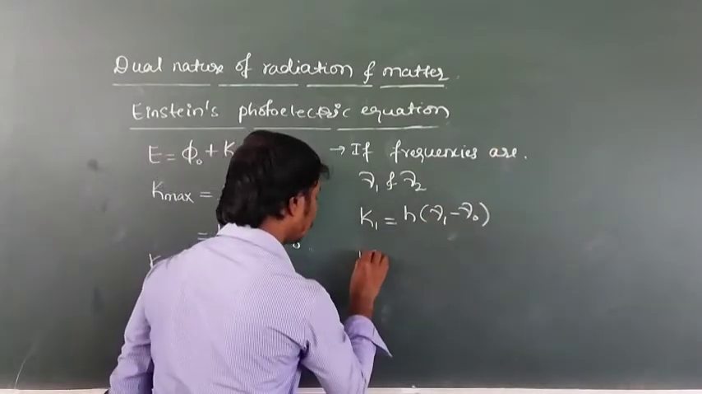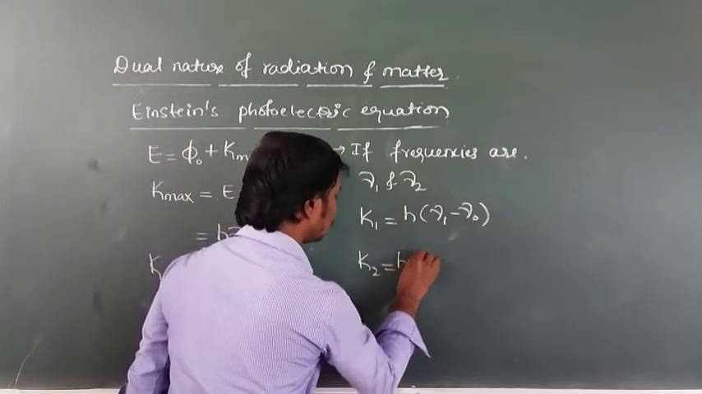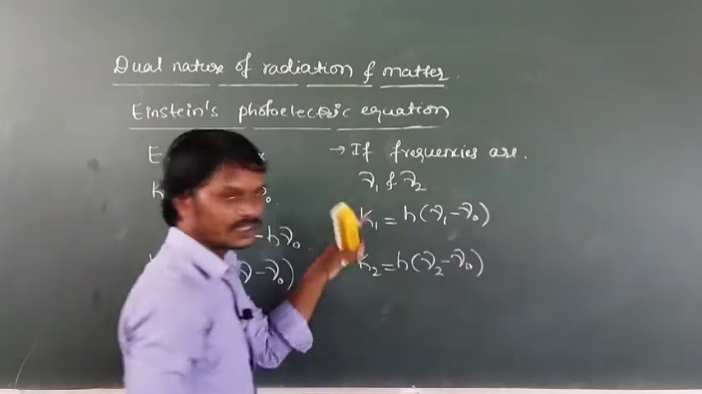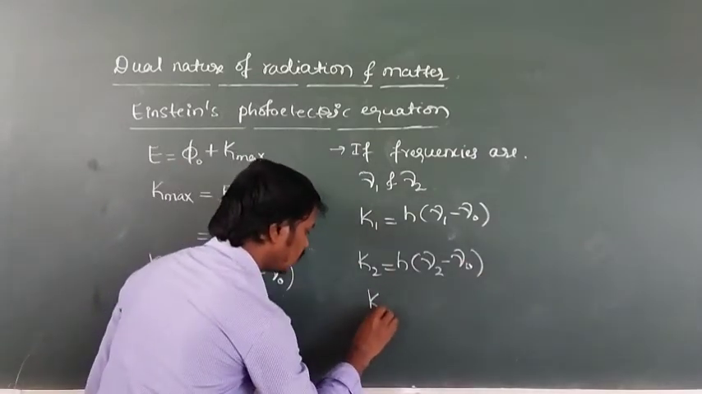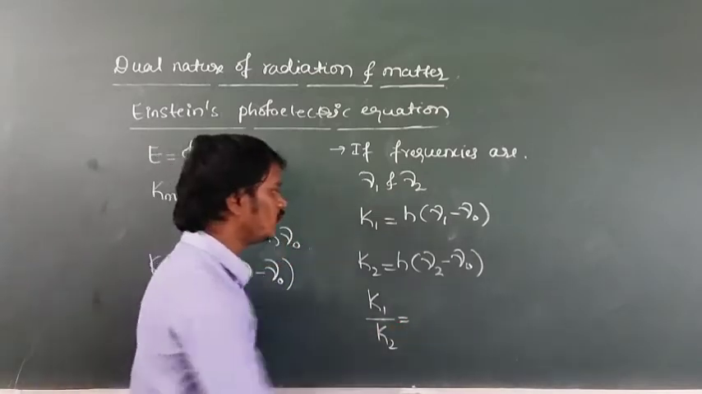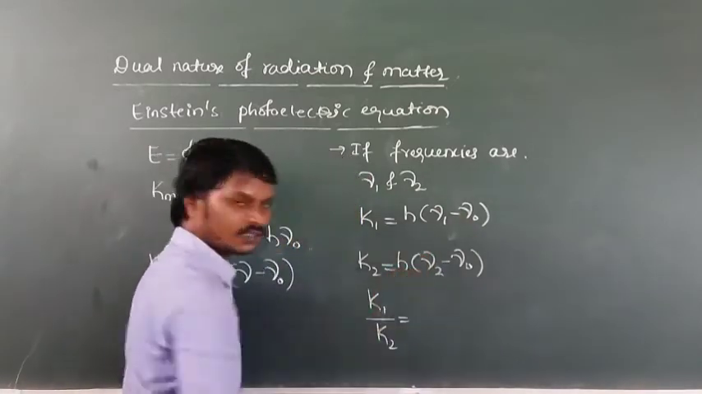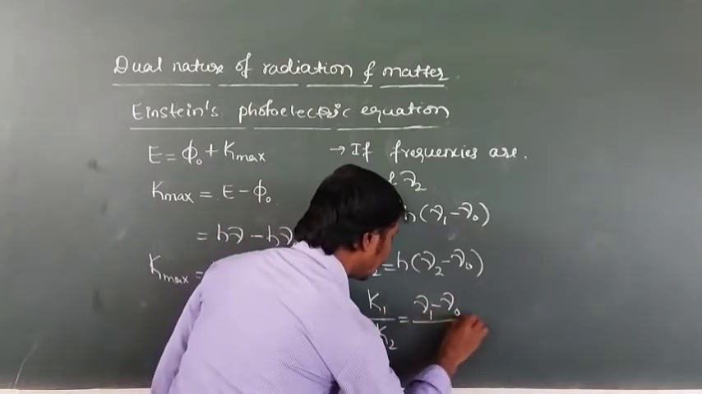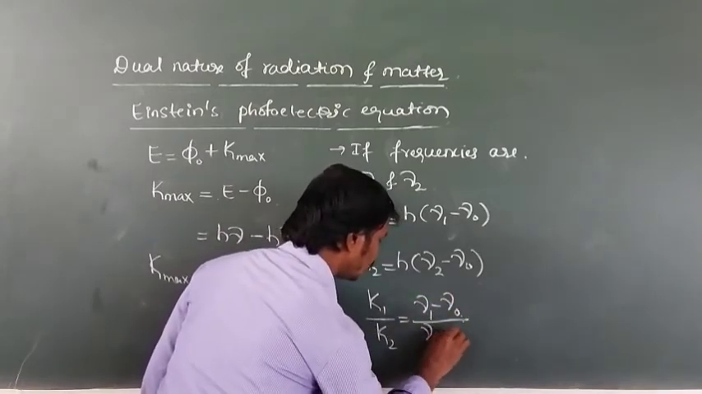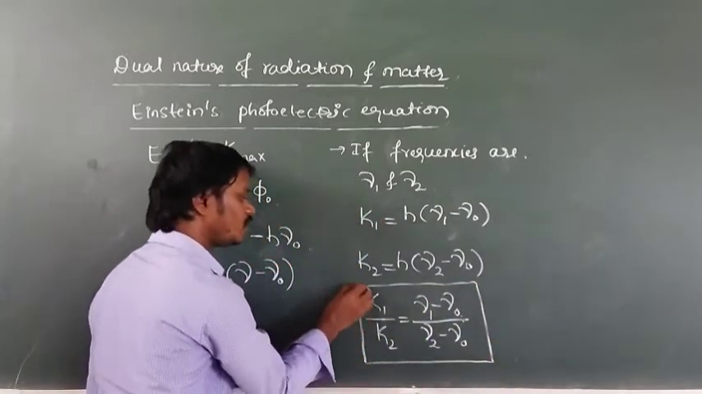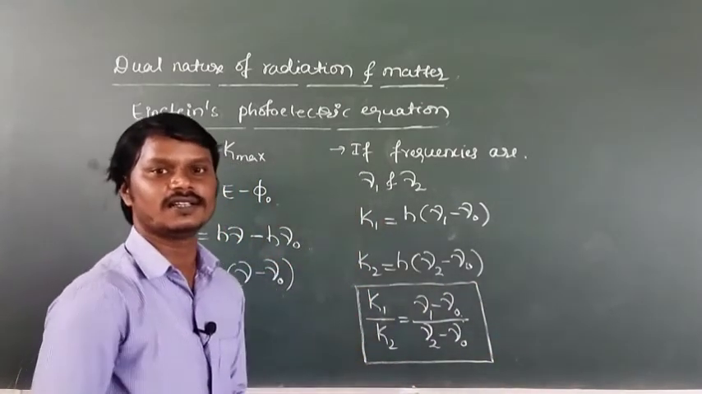Then next, K2 is h into nu2 minus nu naught. Then taking the ratios of them, we will get K1 by K2 is equal to, h gets cancelled, nu1 minus nu naught divided by nu2 minus nu naught. So this is the formula used to find the ratio of kinetic energies.